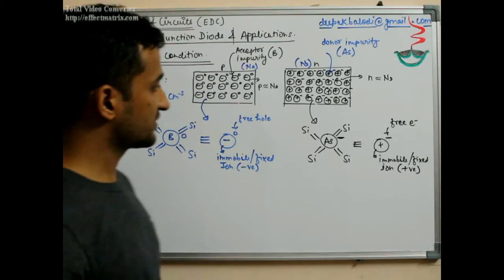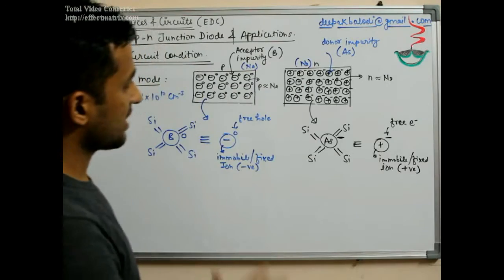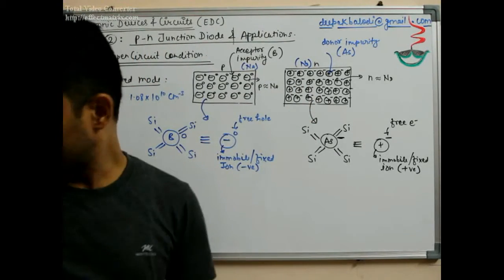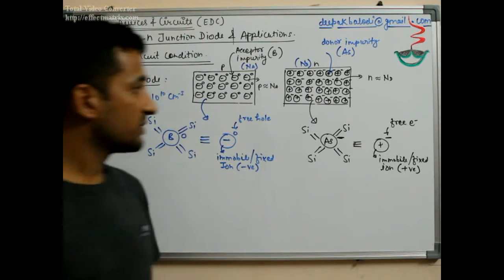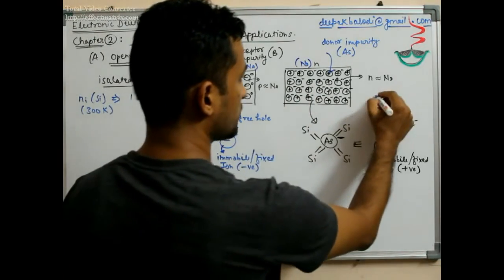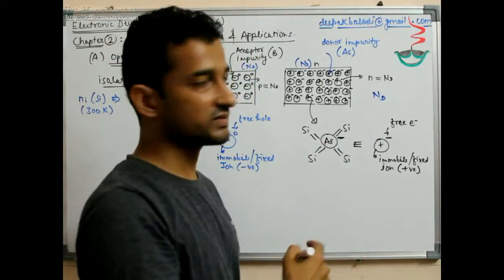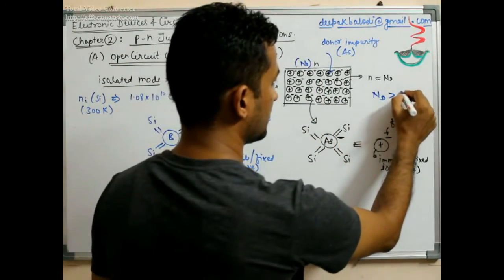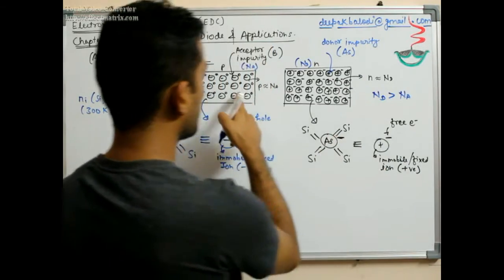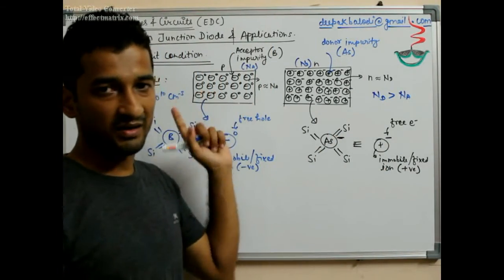So now let us understand what happens when we bring them together. And please remember the concentration difference. Here I have purposely shown different concentrations. I have considered a case where Nd, the concentration of impurity on the N side, is more than the concentration of impurity, or the doping concentration, on the P side.